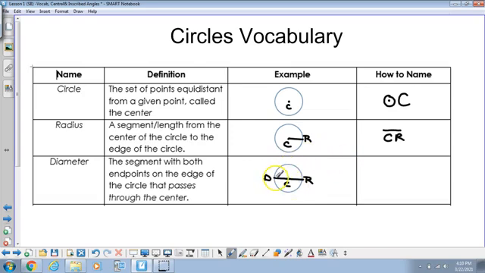How do we name it? Since it's a segment, we name it by the two endpoints, in this case D and R. And since it's a segment, we give it a little segment symbol. Now, even though there's a center point here, if it's a segment, we only ever use two letters to name a segment. You could switch R and D if you wanted to. The endpoints can be in either order, but we only use two letters to name a segment. So two letters for a radius, two letters for a diameter.